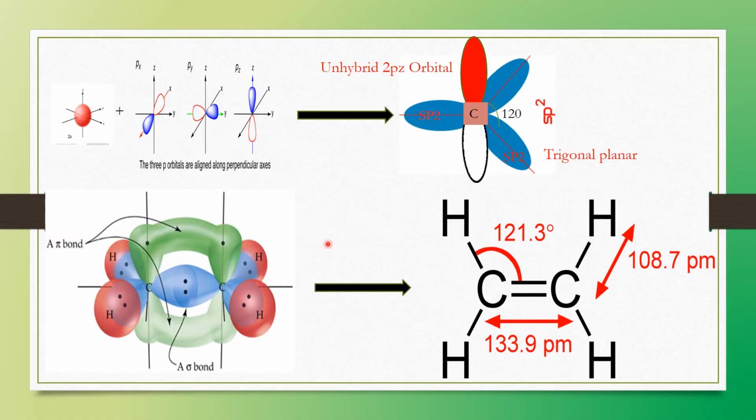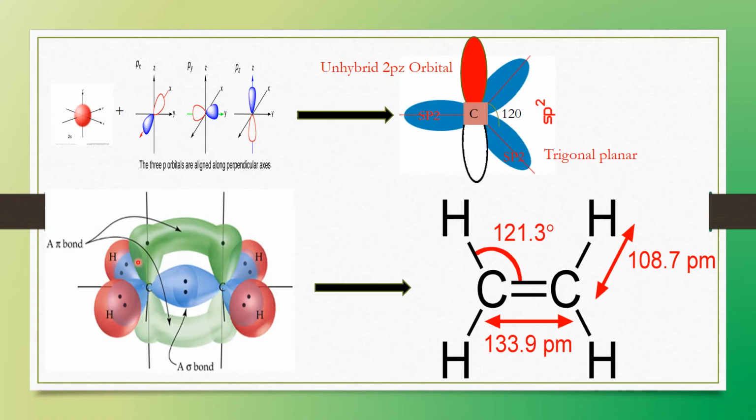Now let us consider the formation of the ethene molecule. There is a sigma bond between the sp2 hybrid orbitals of the two carbons. A sigma bond is formed between the two sp2 hybrid orbitals. Next, the remaining two sp2 hybrid orbitals of each carbon take part in bond formation with the s orbital of hydrogen. So here two covalent bonds, and here also two covalent bonds are formed.